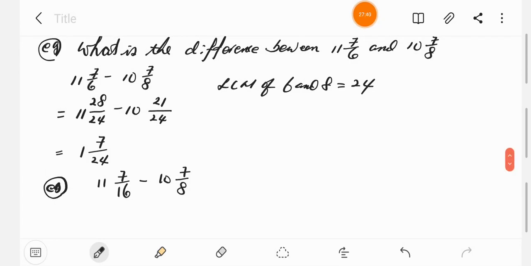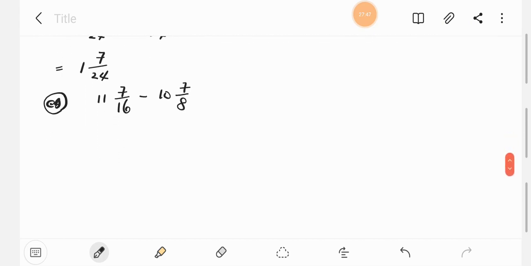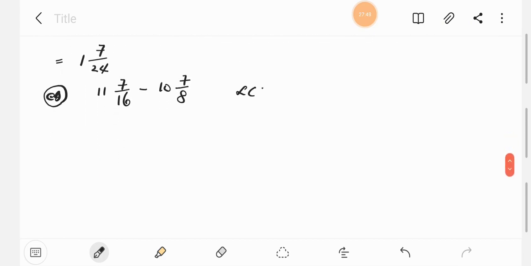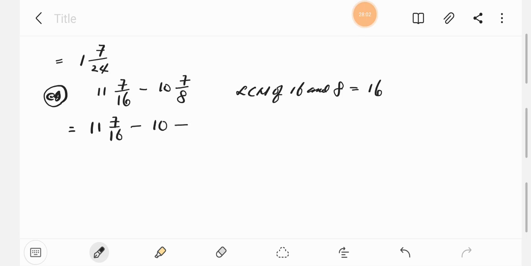Okay, now let's try this: 11 and 7 over 16, minus 10 and 7 over 8. Okay, it's supposed to be 16, so let's try this one. Then first, what is the LCM of 16 and 8? So 16 is a multiple of 8, so 16 is the LCM. So we can just write the equivalent fraction for the second part. So 8 becomes 16. So 8 times 2 is 16. So multiply 7 by 2, it's 14.